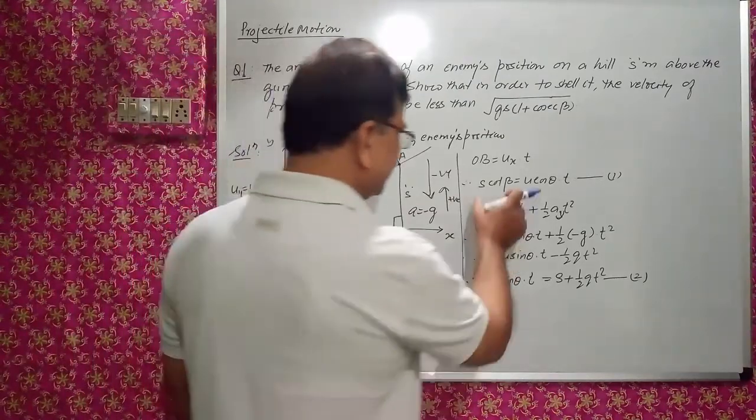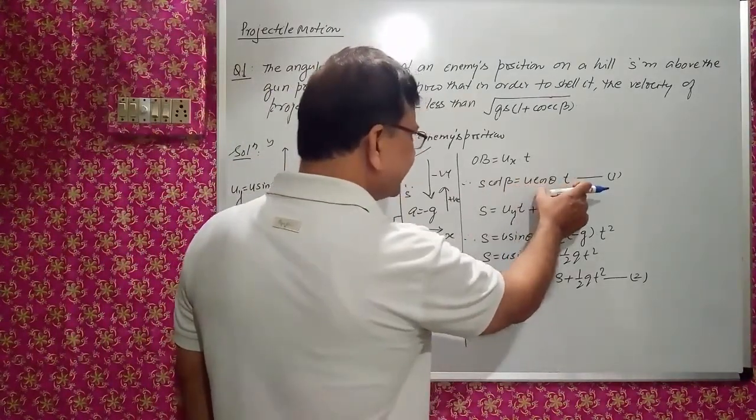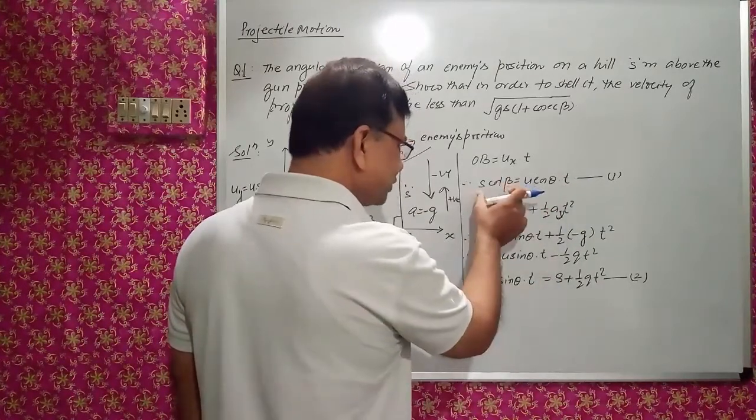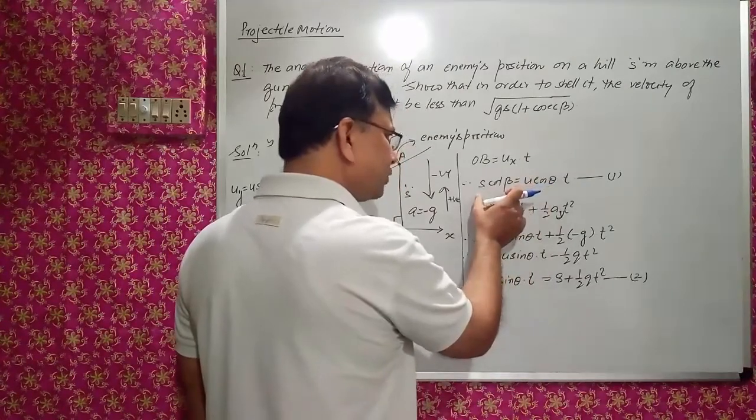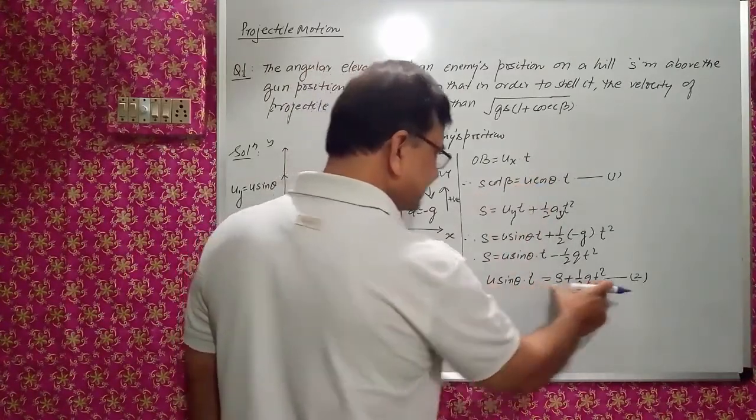So you see, u sin theta into t is equal to S plus half g t square and u cos theta into t is equal to S cot beta. U sin theta into t is this.